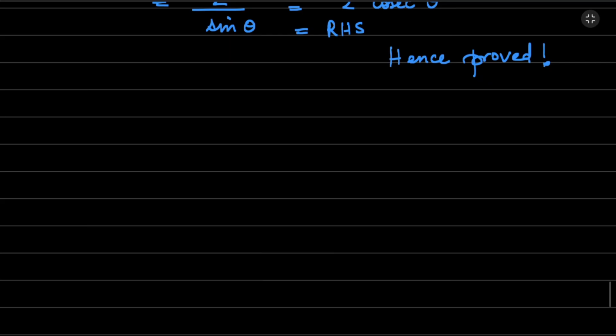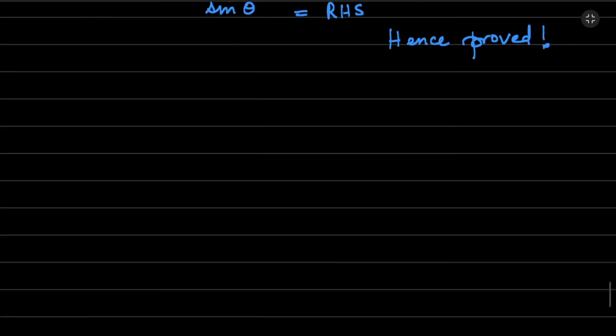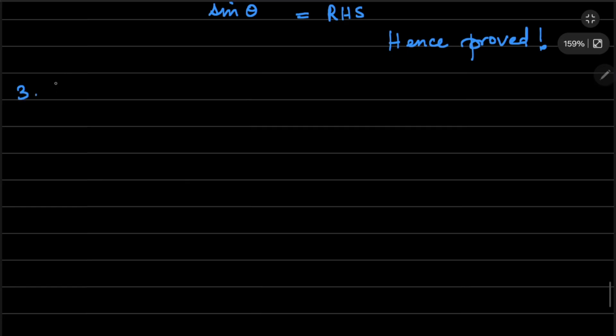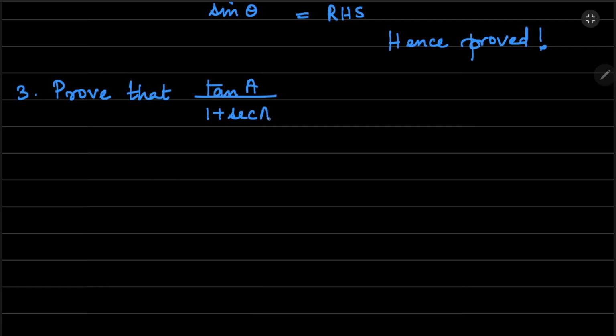related to proving the identities. The question is, this is the third question, prove that tan A divided by 1 plus secant A minus tan A divided by 1 minus secant A is equal to 2 multiplied by cosecant A, 2 cosecant A. Okay, so here also let's take the LHS.